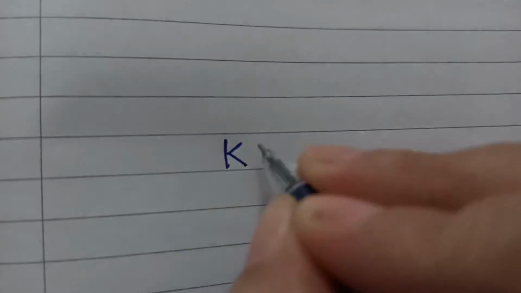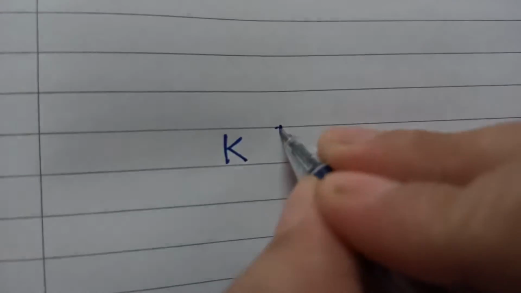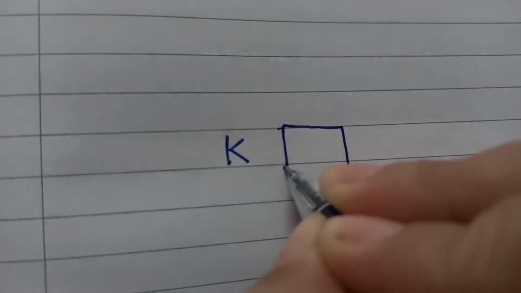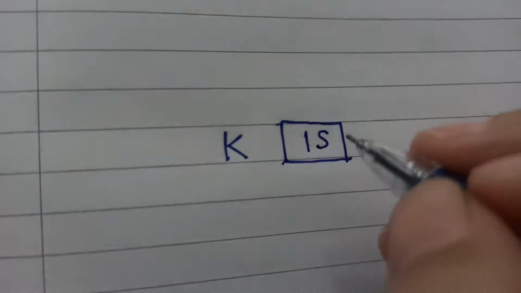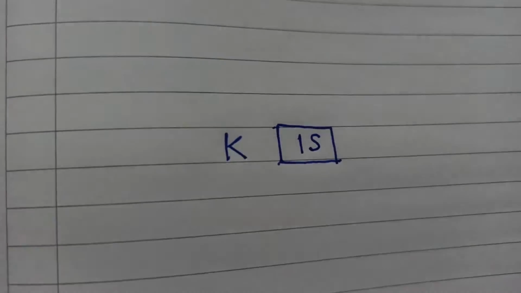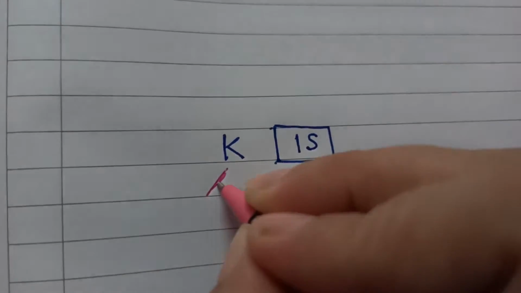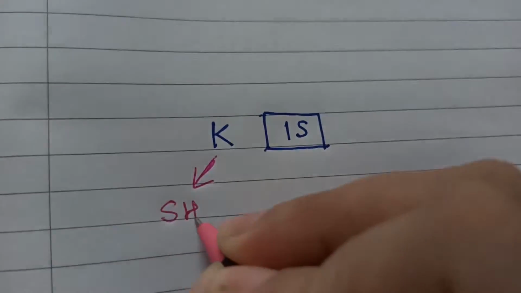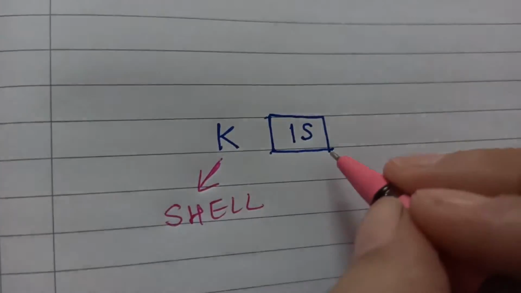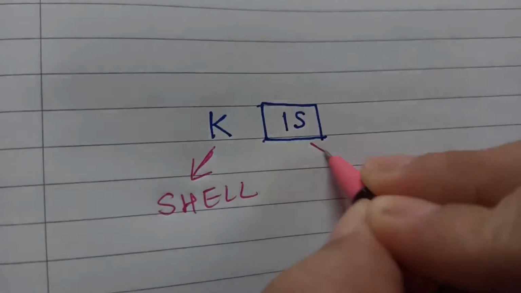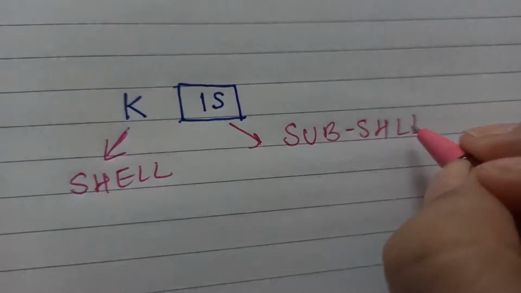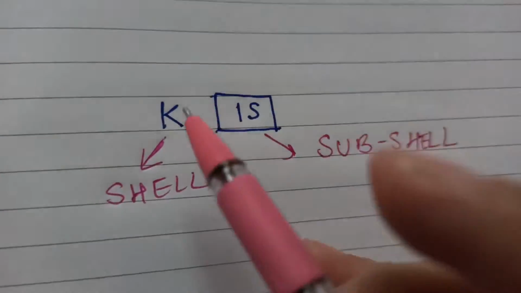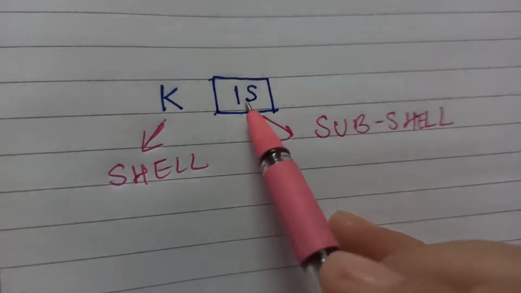Suppose the building has the ground floor called K. So at this first floor there is only one house called 1s. So what is K? Keep on adding to your knowledge. K is your shell and inside this K shell one subshell is there. So this is the floor on which this room is there.